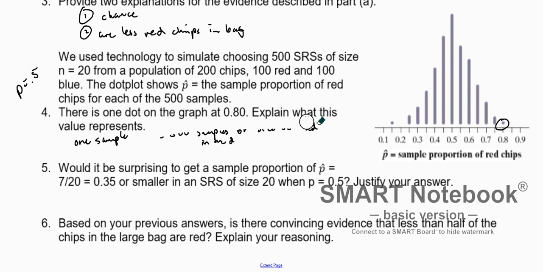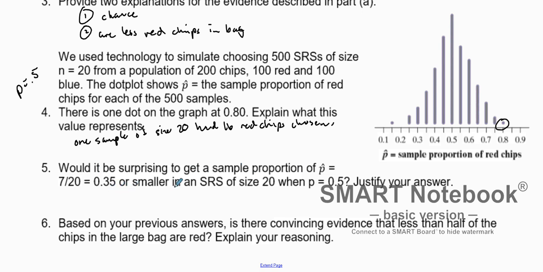No, I just keep it even simpler. One sample of size 20 had 16 red chips chosen. That's what happened. That's what we got. So one sample of size 20 had 16 red chips chosen. That's what happened. And so right here, would it be surprising to get a sample proportion of 0.35?